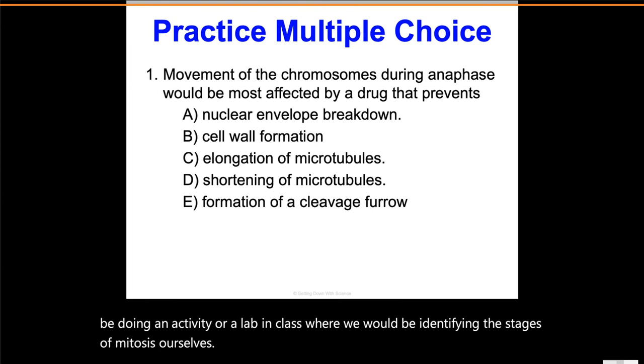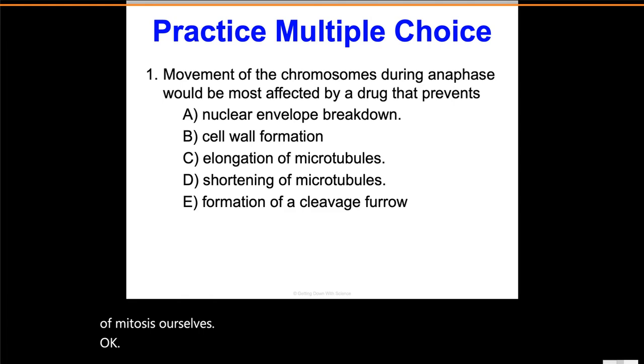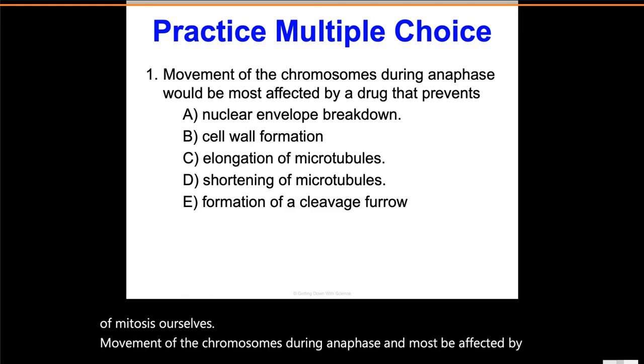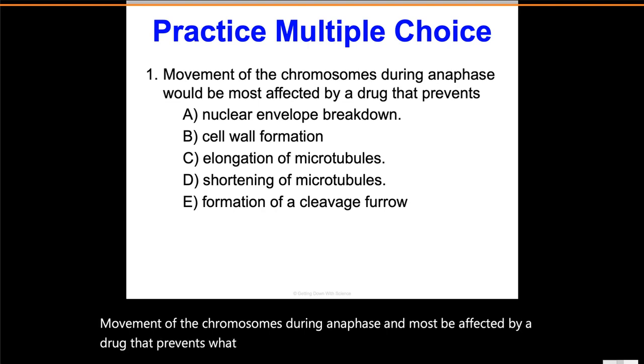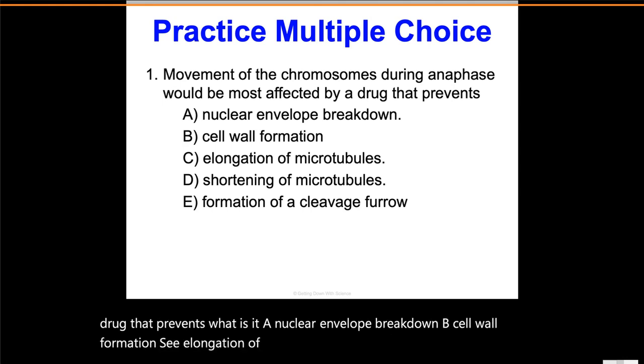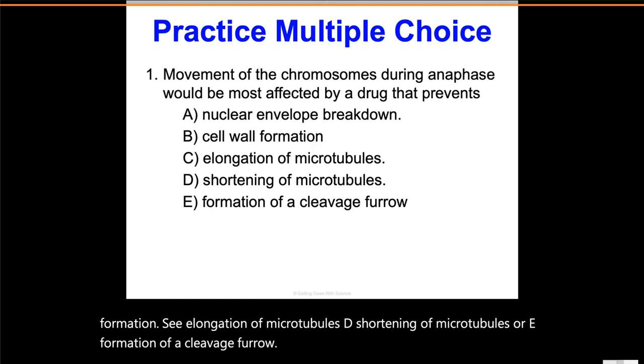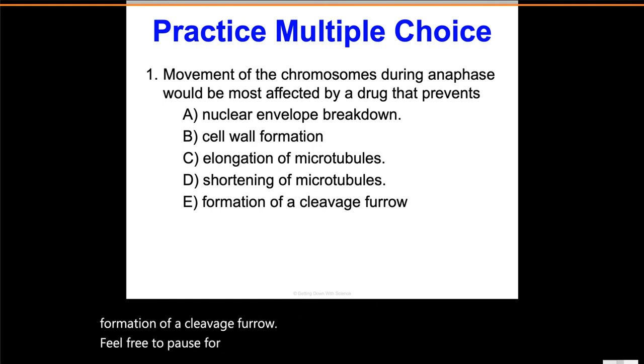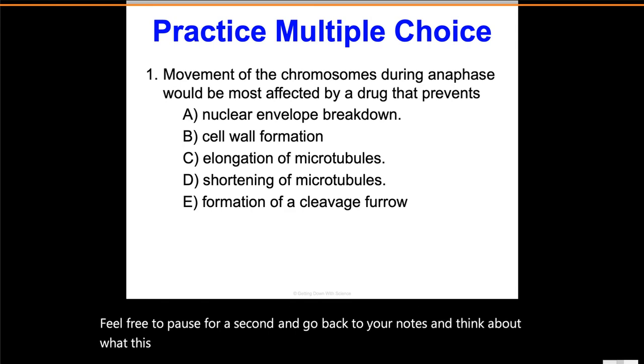Okay. Movement of the chromosomes during anaphase would be most affected by a drug that prevents what? Is it A, nuclear envelope breakdown, B, cell wall formation, C, elongation of microtubules, D, shortening of microtubules, or E, formation of a cleavage furrow? Feel free to pause for a second and go back to your notes and think about what you think the answer would be.